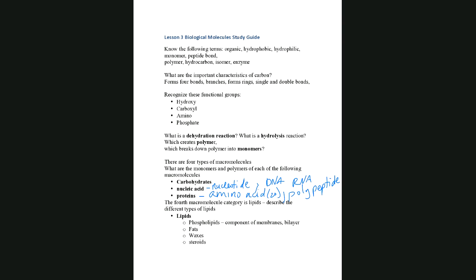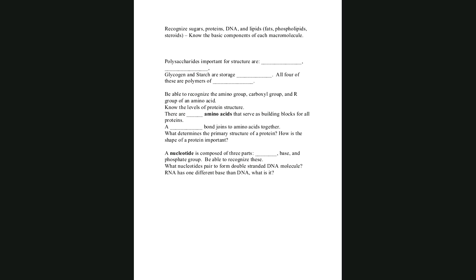Now, there are more than one type of lipid. One of them, we've already talked about the phospholipid, which we said is really important in membranes. It forms a bilayer. I'm going to, in a minute, show you some interesting things about fats. And waxes are another type of lipid, and also steroids, which we'll look at in just a minute. So I do want you to recognize a monosaccharide, that six-membered ring that I showed you, protein, DNA, and the different lipids. And I'm going to show you some of those in just a minute.